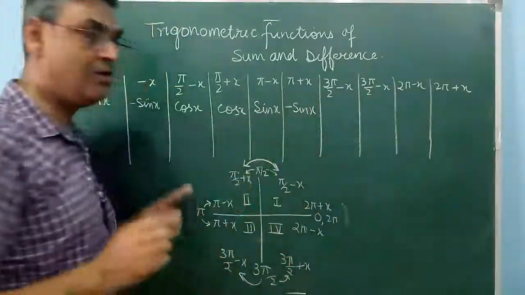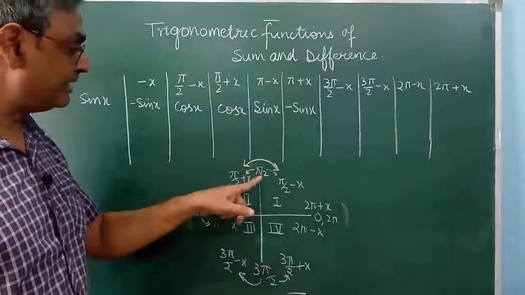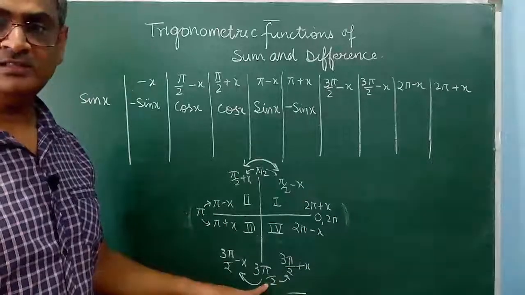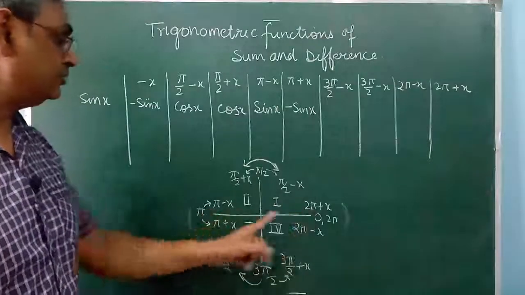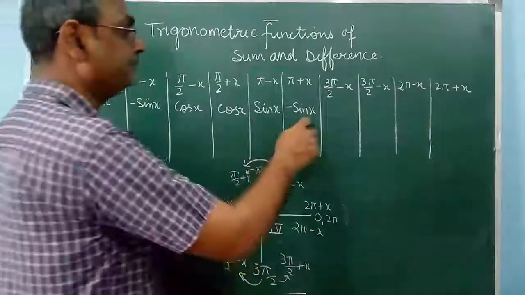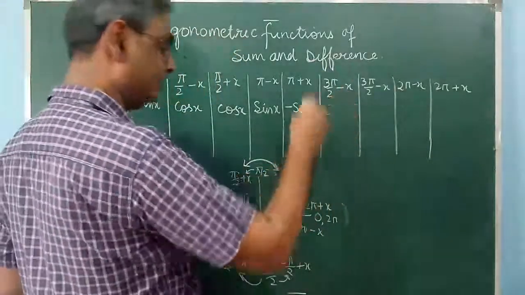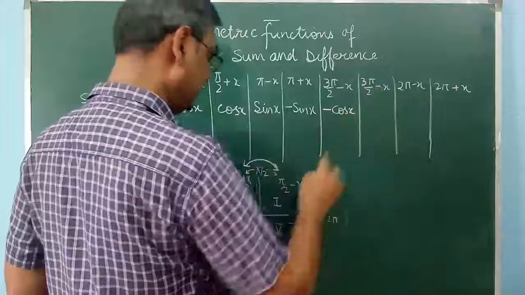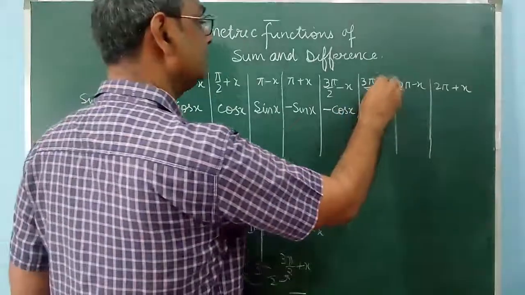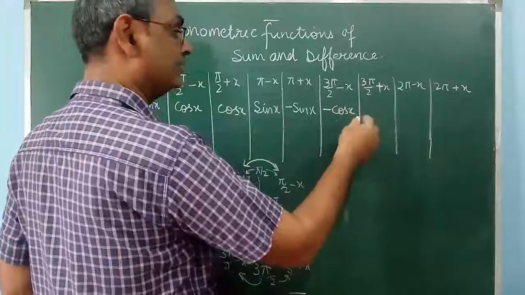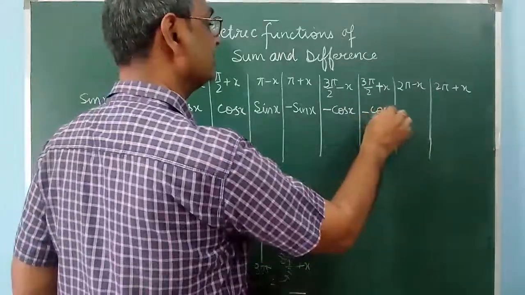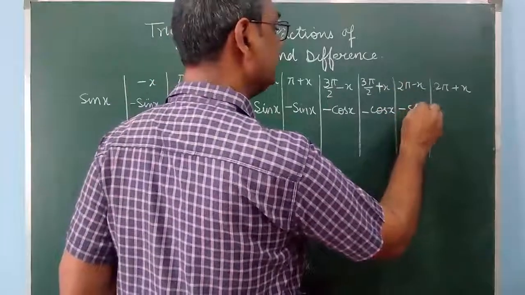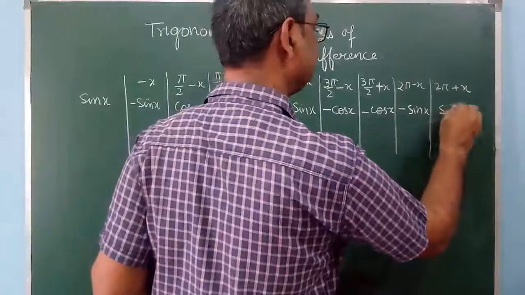So understand one thing: we have to change the function only when we have 90 plus theta, 90 minus theta, 3 pi by 2 plus theta or 3 pi by 2 minus theta. Otherwise, at these two positions there is no change. So here it will change because it is 3 pi by 2 minus x. Which quadrant? Third quadrant. Sine will become cos, and this is plus, and this is the fourth quadrant, so again it will be minus cos x, correct. Here minus sin x and here sin x.